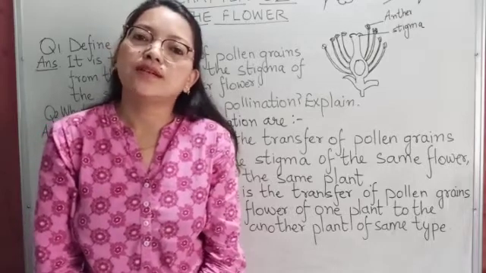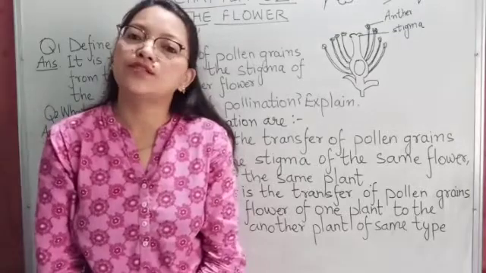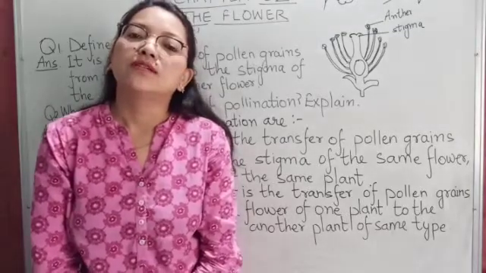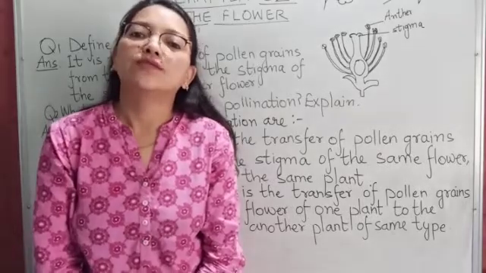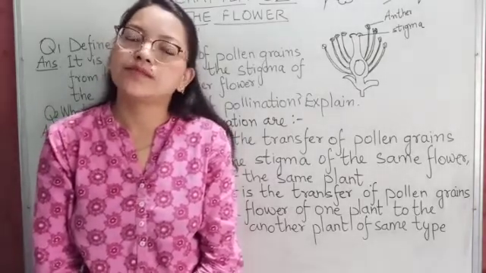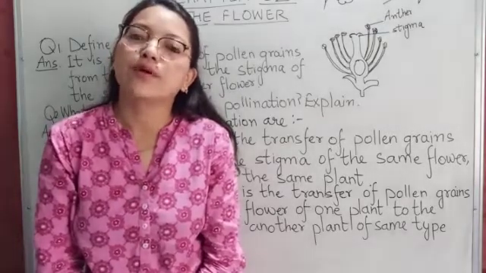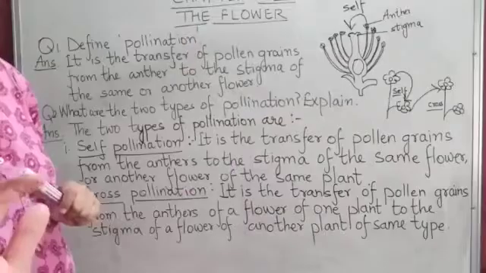Now students, let's continue chapter number 2. Earlier in the chapter I told you about the structure of a flower and parts of a flower. Now today you are going to learn about pollination and its types. Also you are going to study about fertilization. So let's get started.